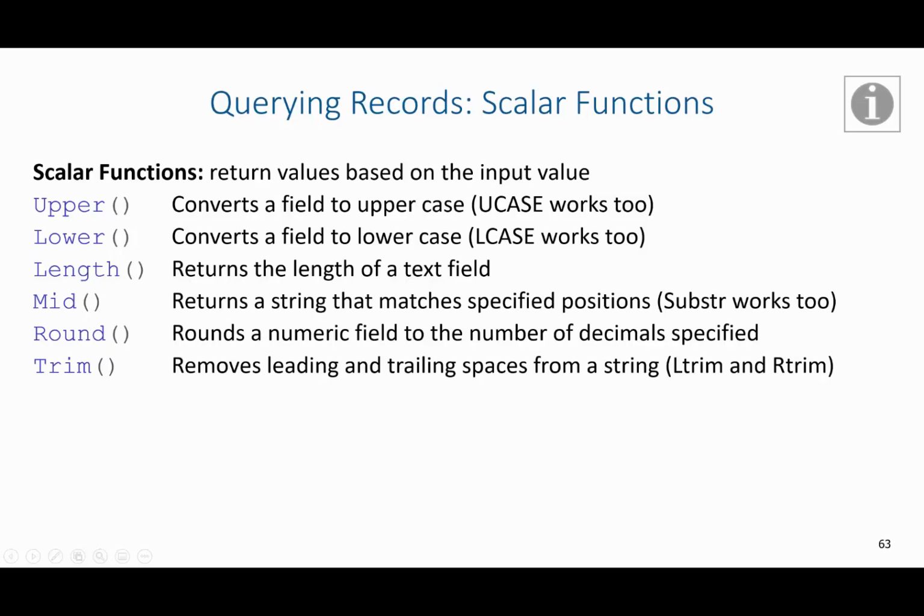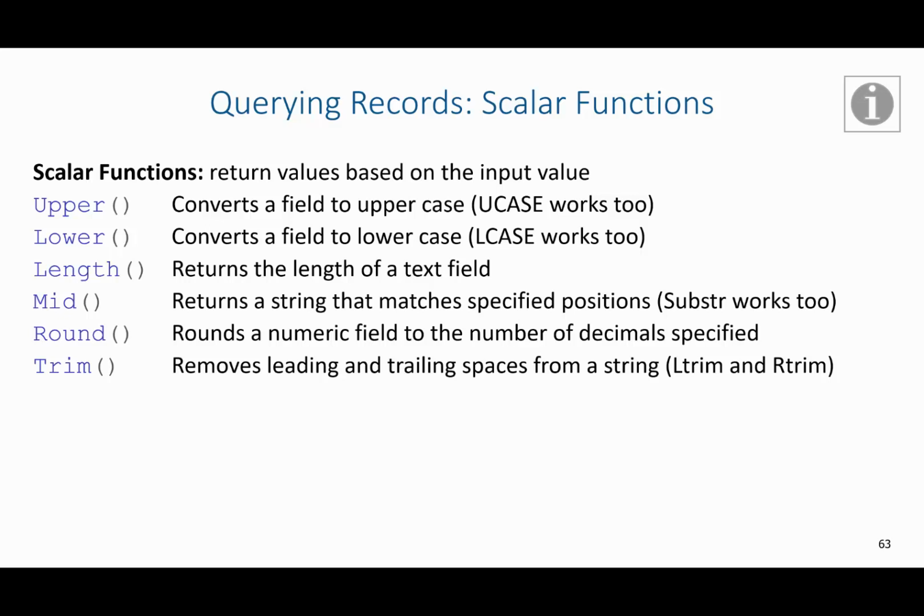we would see that there were 4 rows returned. The next thing we're going to look at when querying records are scalar functions, which allow us to return values based on the input value. It basically allows us to manipulate what that value is going to look like.